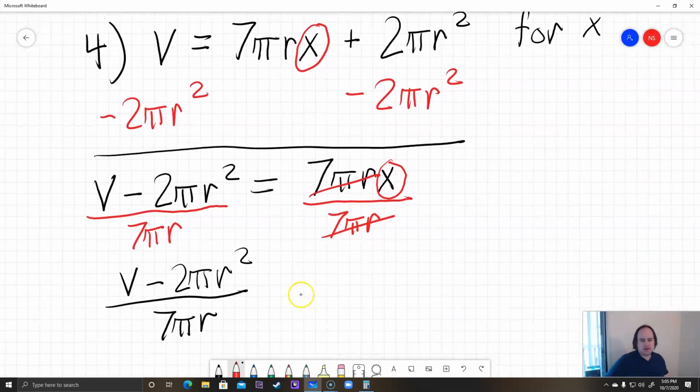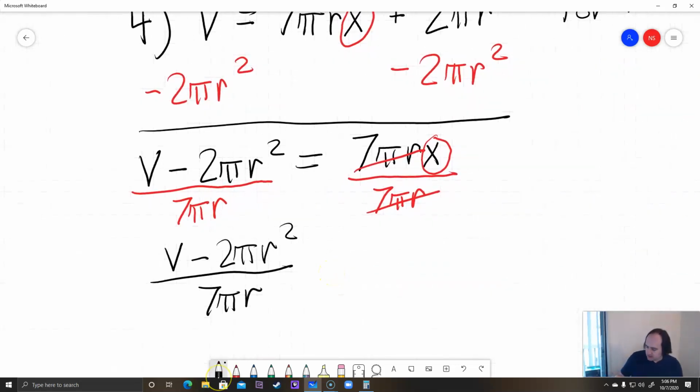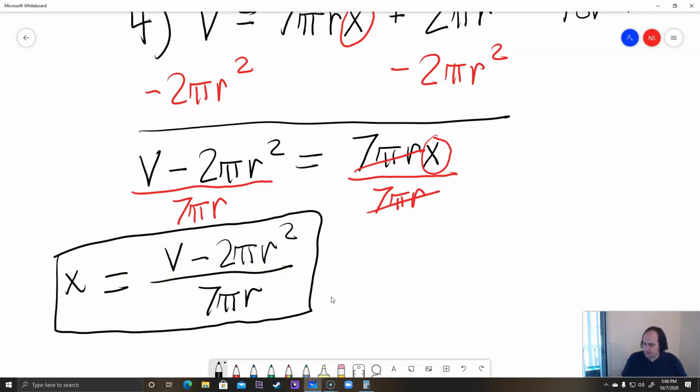Since we just have x on the right side, we're going to go ahead and switch the order around, writing x on the left side. So our answer is x equals v minus 2 pi r squared all over 7 pi r. And I know it kind of looks like you could cancel out the r's or the pi's, but you can't really do that because this term doesn't have a pi and it also doesn't have an r. So there's actually nothing you can do to simplify this. So you want to leave it that way. Okay? So that's our answer.